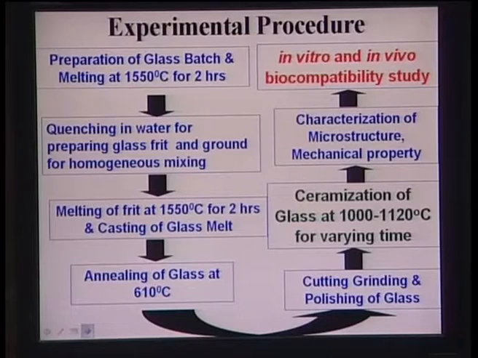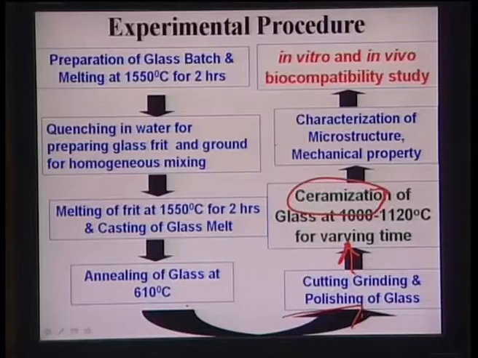Basically, they are cast into the mold, and then you can take out this base glass and further anneal it at 610 degrees Celsius to reduce any thermally induced stresses. Then you can cut, grind, and ceramize each piece. Ceramize means a heat treatment which essentially forms ceramic particles in the glass matrix. That is why it is called a glass ceramic material. Then we characterize the mechanical and microstructure properties, and subsequently in vitro and in vivo properties.